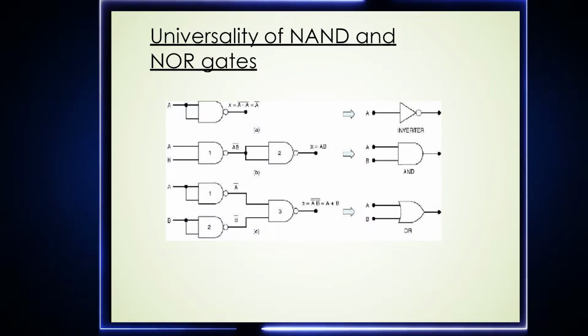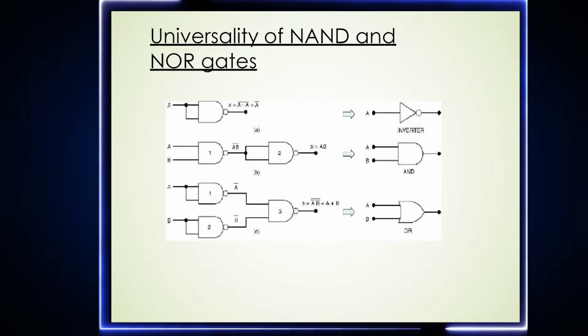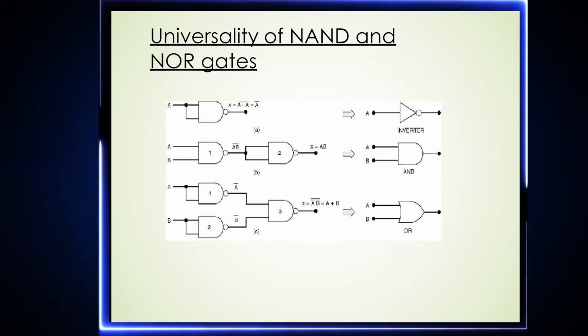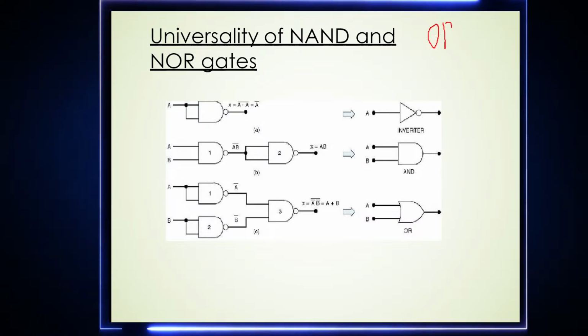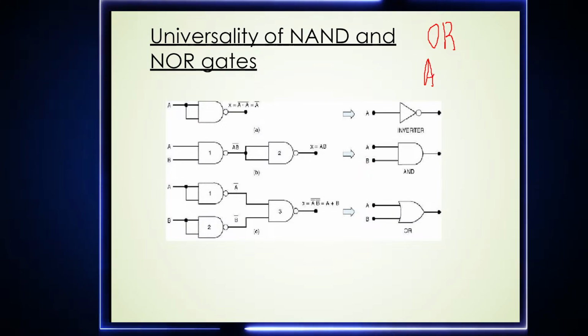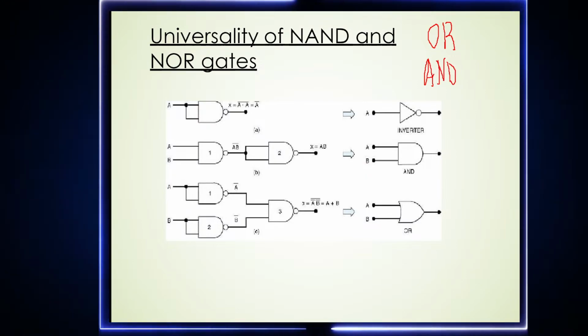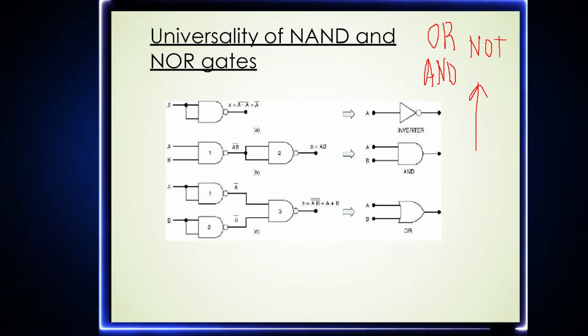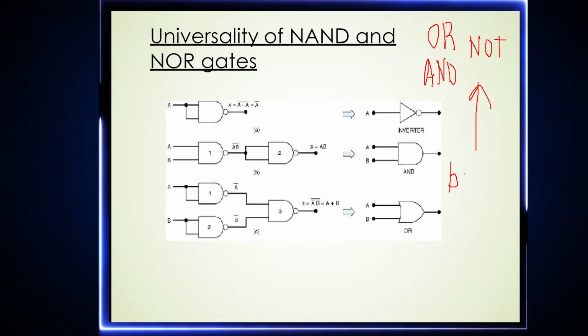Yes, you can see this is the universality of NAND and NOR. So NOR and NAND are called universal gates. AND, OR, and NOT, these three are called basic gates.